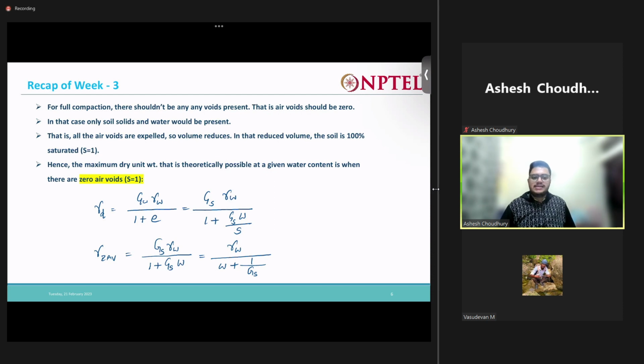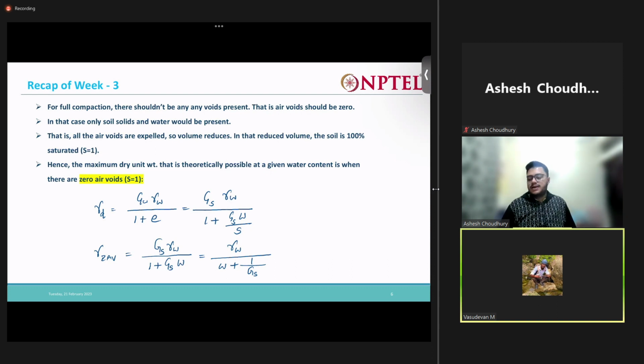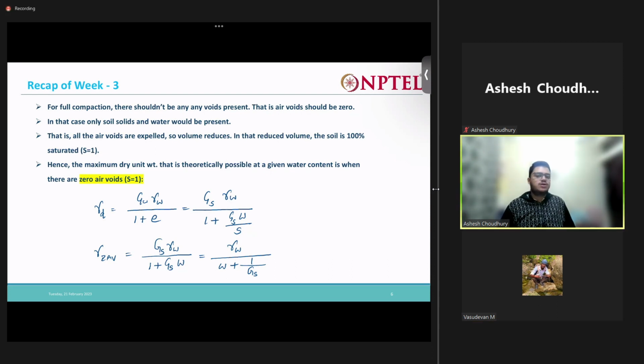But practically, is this possible? No, sir. No, it's not possible, right? Practically, this won't be possible. It's not possible that we will be able to eliminate that. No experimental procedure is that potent that it can eliminate 100% of the air voids. In the case where you are able to achieve full compaction, meaning you are able to eliminate all the voids, in that case only soil solids and water would be present. So let us see here.